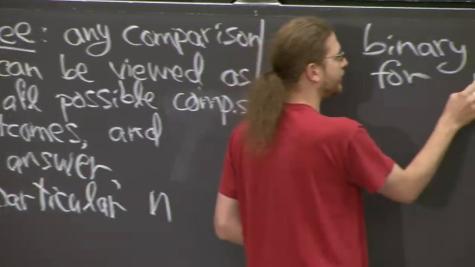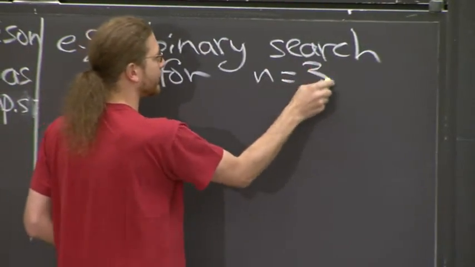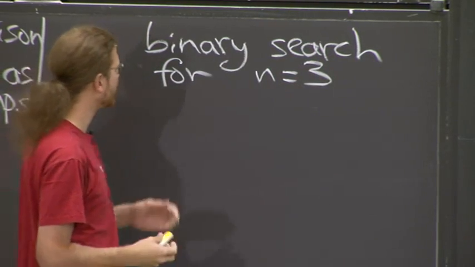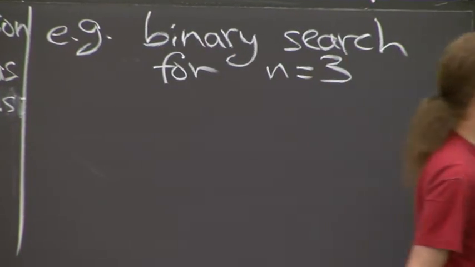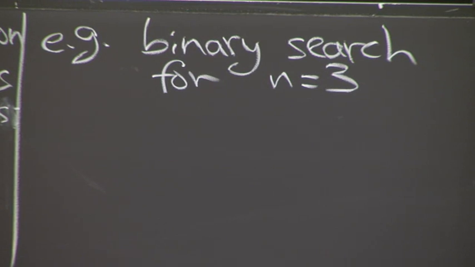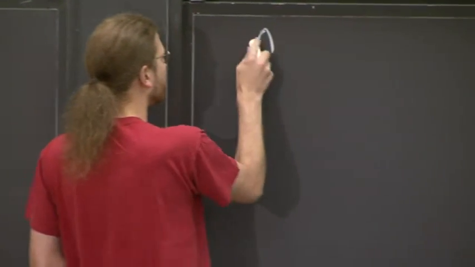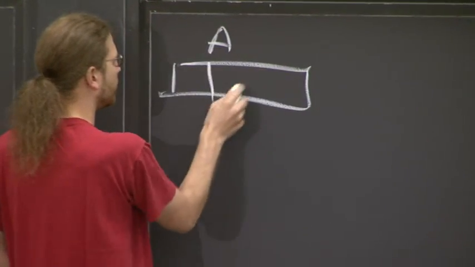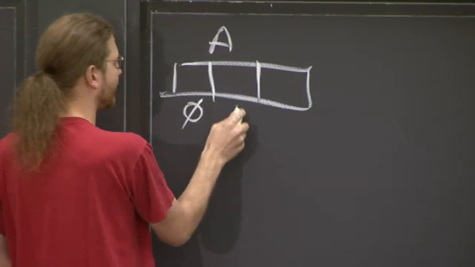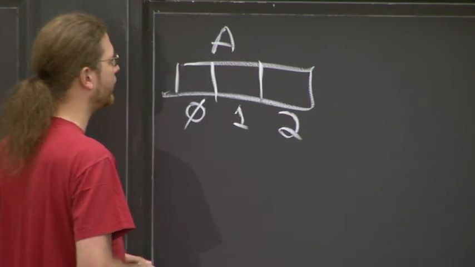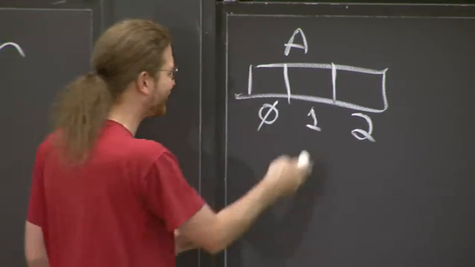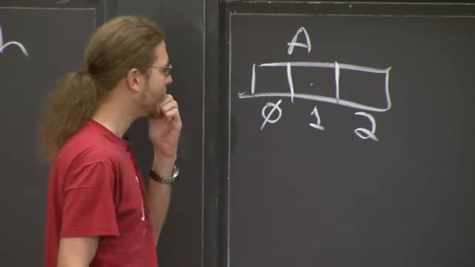And I'm going to keep it simple. N equals 3. And I think I'm going to go a little wide. Let me use a whole board. So n equals 3, we've got our array, say, index starting at 0. Pretty simple binary search. Look in the middle, go left or go right.